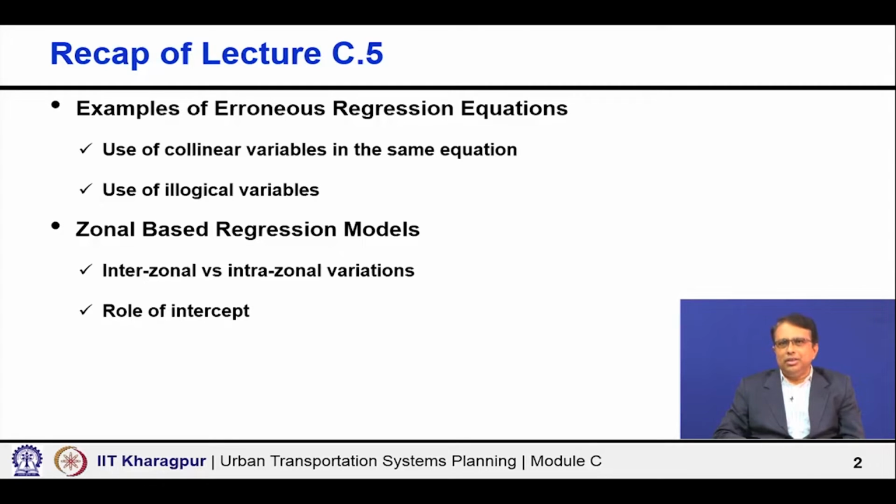Then the second thing we discussed was the role of the intercept, the constant, and we said that the constant represents basically the unexplained component, and therefore, as far as possible we should try to make these constants minimum and if possible even make it 0, if that does not distort the overall model. If there is a significant distortion in the model because we are forcing the intercept to be 0, then we retain those constants.